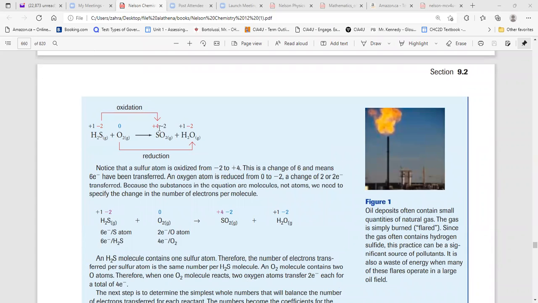So from -2 to +4, it is going up by how much? By 6. So 6 electrons have been lost from -2. So losing electrons is oxidation. And here is 0. Oxygen number is 0 here, and here is -2. This 2 electron is gained. You gain 2 electrons here, and here you lose 6 electrons. Gaining electrons is the reduction. Now this is 2 atoms of oxygen, right? So you multiply this one by 2.